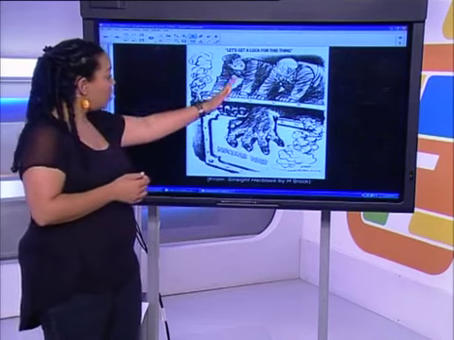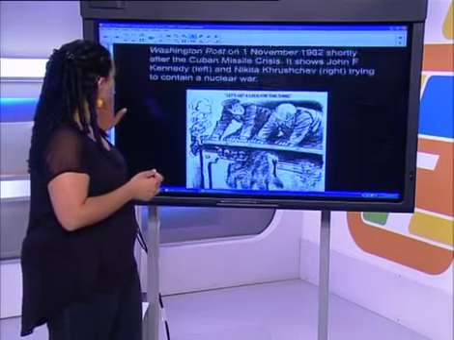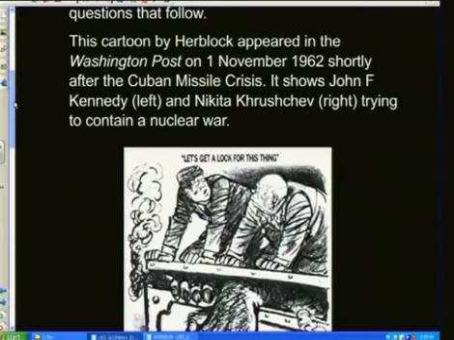So if we do not know who these people are, the best place to always go is to the caption. Okay, already it tells us that JFK, John F. Kennedy, is on your left, my left, your left, okay, and that Nikita Khrushchev is on your right-hand side. So immediately that, don't ever ignore the caption. Whatever you do, don't ignore the caption. Right.